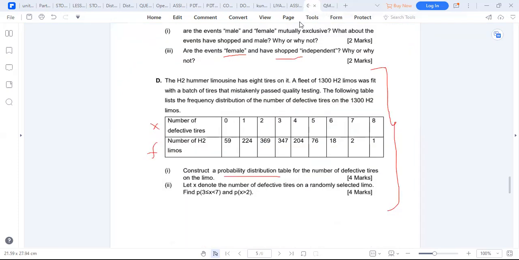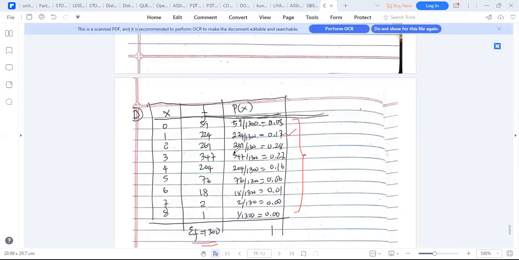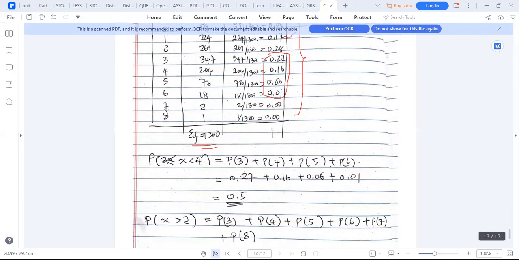Part A of the question is asking us to denote X as the number of defective tires. What's the probability that it will range between 3 and 7? This means include 3, but less than 7. We're looking at the numbers 3, 4, 5, 6, not including 7. So let's find the probabilities between 3 and 6. We add these probabilities, 3 up to 6. Between 3 and less than 7, we add 0.27, 0.16, and so on, and we get 50% or 0.5.